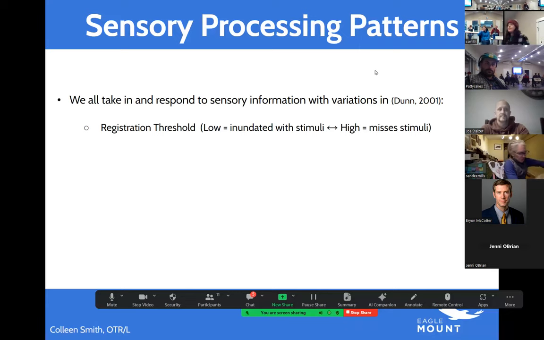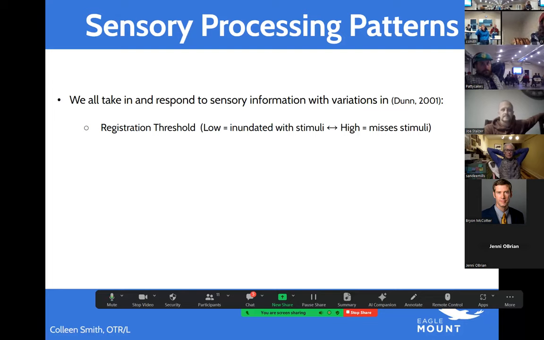We can have variations in our threshold for registration. If someone has a really low threshold, they're inundated with so much stimuli. They're not filtering out things. They're going to feel that tag in their clothes and the hair wisps on their skin, and they're going to hear a conversation happening in the next room. They're going to hear everything. A high threshold means they're missing a lot of stimuli, so things just aren't really getting through.